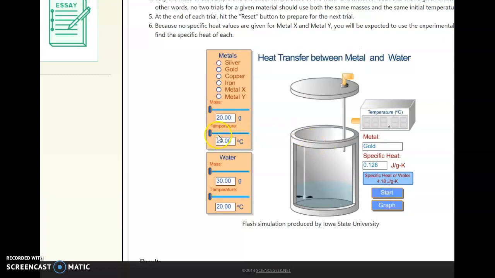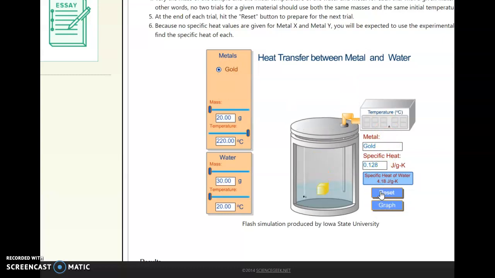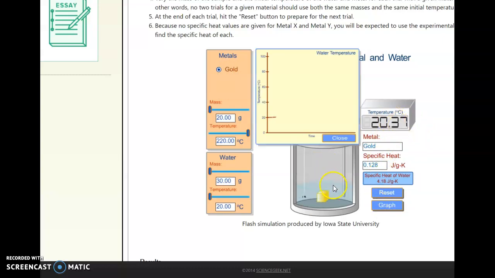Okay. If I were to increase the temperature of my gold, you're going to see that the temperature of the water is going to again increase because heat is flowing from the piece of gold into the water until they're both the same temperature. So you would do this with all of these metals. Okay, so again, you can just let it run, give it a few seconds, it'll eventually stop increasing.